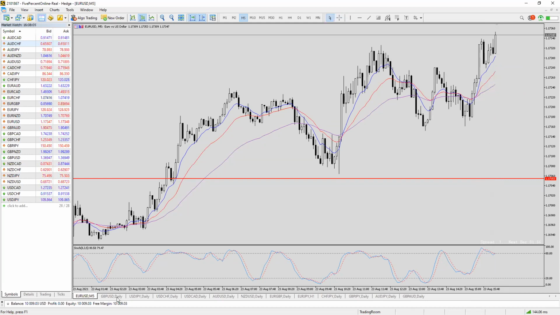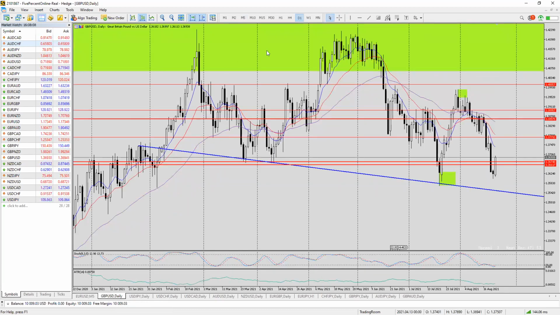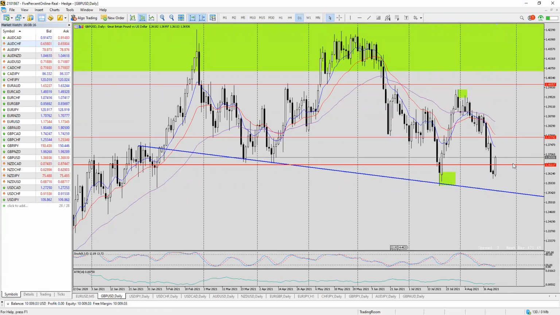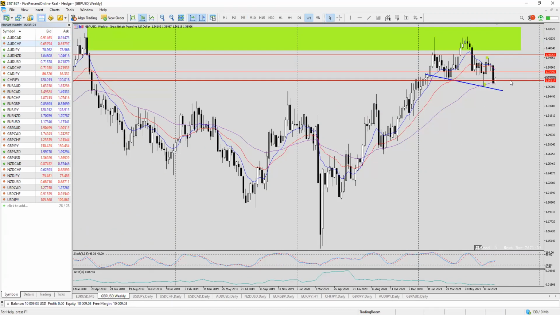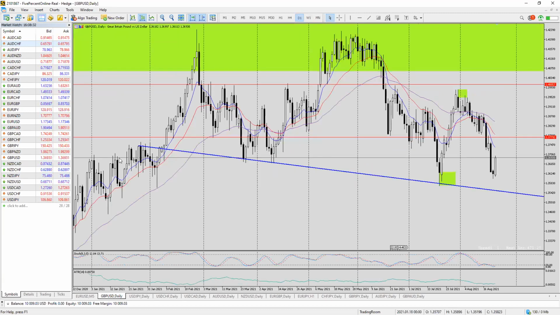And in the meantime, I'll just go quickly to the pound dollar. The pound dollar, so many lines here. The pound dollar broke previous lows on the daily chart, but on the weekly chart, you can see this trend line here. Okay, actually, you can see it also on the daily chart.